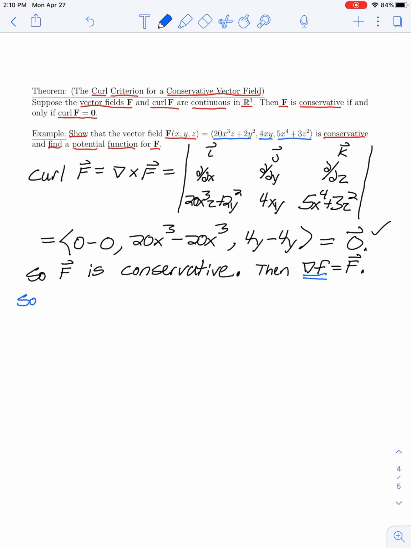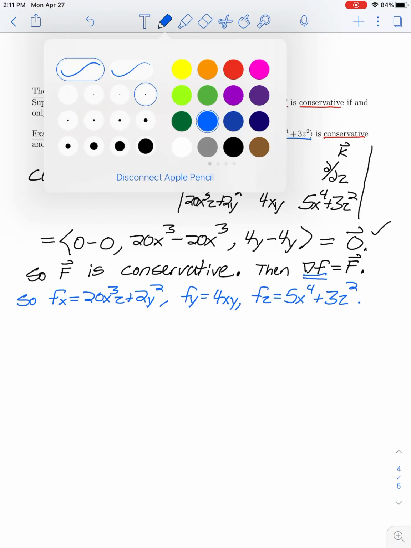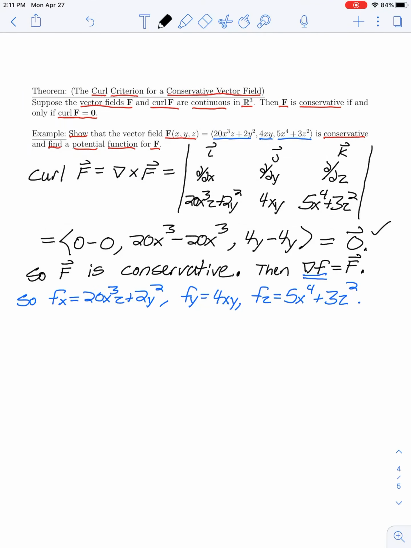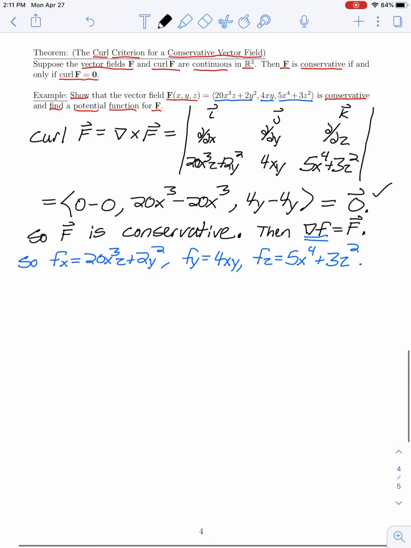So what we can say here is the partial of this potential function, little f, with respect to x must be 20x cubed z plus 2y squared. The partial with respect to y must equal 4xy, and the partial with respect to z is 5x to the fourth plus 3z squared. If we know the partial derivatives of this function, then we can find the function by taking the antiderivative of one of those partial derivatives.